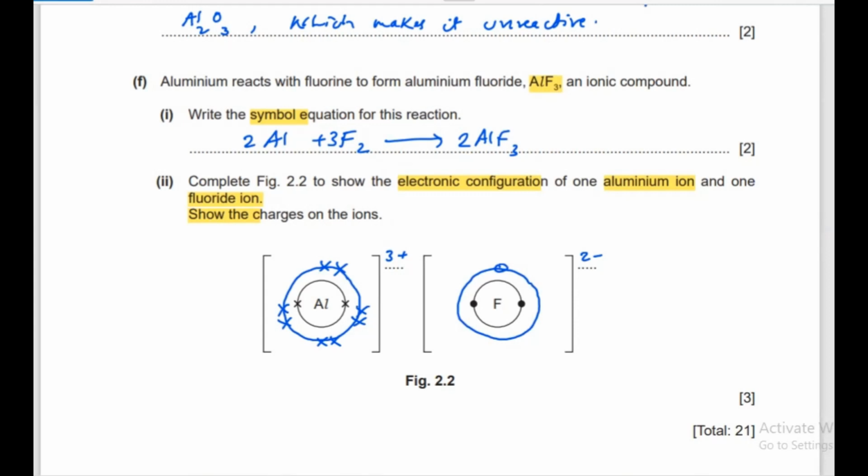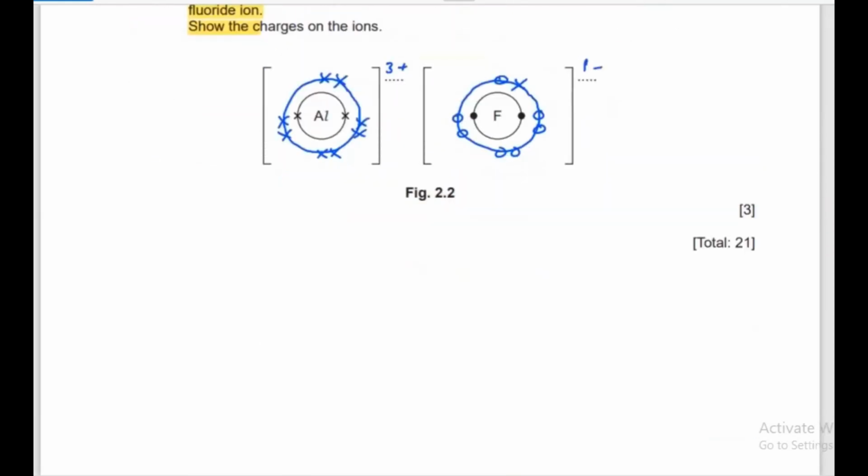So 2 electrons are already there, then 3, 4, 5, 6, 7, 8, 9. So 9 is the proton number. Fluorine gains 1 electron, so the charge of the fluorine must be 1 negative. Sorry, fluorine is in group 7, so it will get a 1 negative charge. So this is aluminium fluoride.